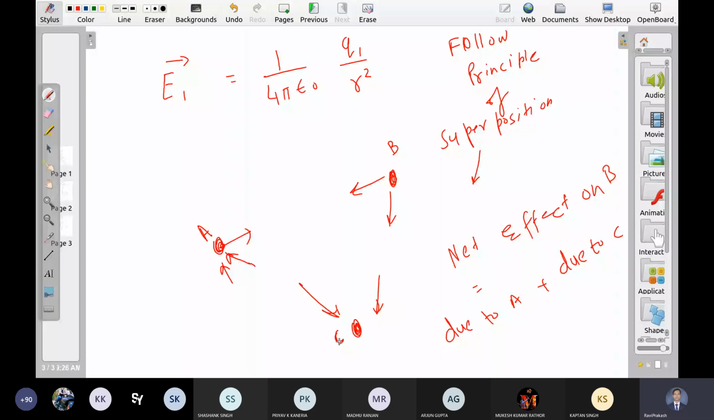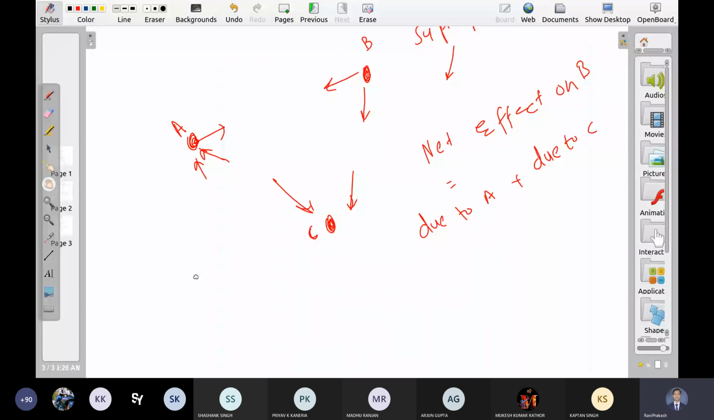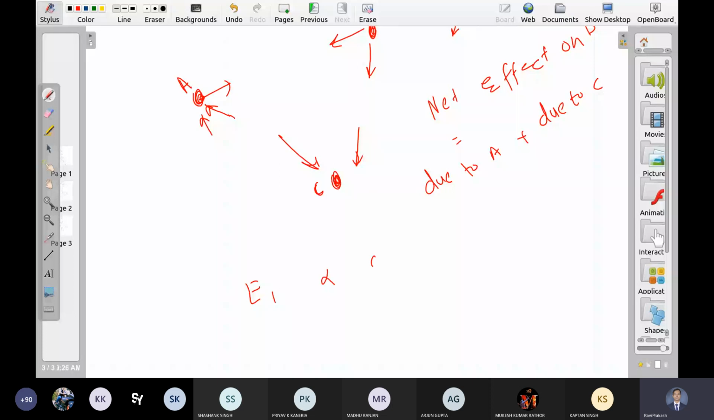For instance, let us say the electric field due to charge 1 is proportional to Q1 square. मान लेते हैं ऐसा होता है, ऐसा होता नहीं है वैसे. In that case, the electric field will not follow the superposition principle. Let me show you. Let us say this is charge Q1. The electric field here at this point P is how much? Some constant times Q1 square.